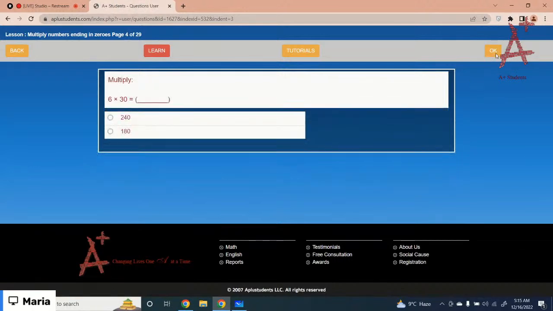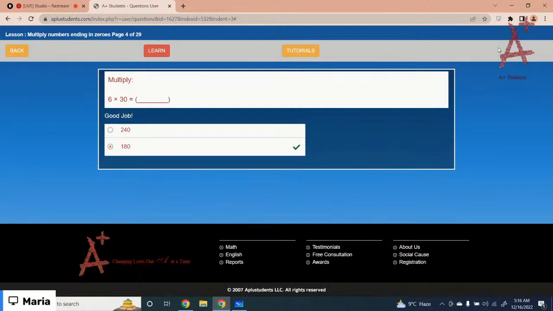So multiplying the numbers with zeros is very easy. Got it? So 6 times 30 is, just multiply the non-zero numbers. 6 times 3 is, the correct option is, very good. 6 times 3 is 18. So it is 180. Got it? The second option is the correct one. Select the correct option, then click on the OK button.